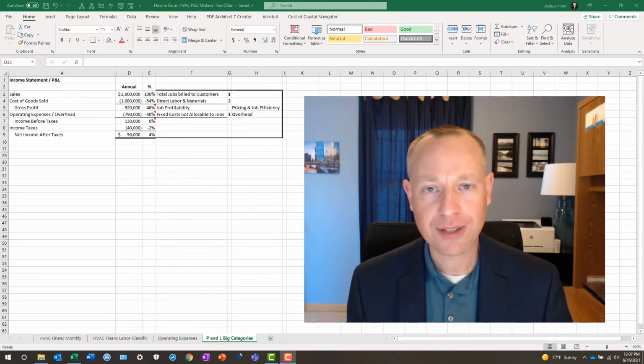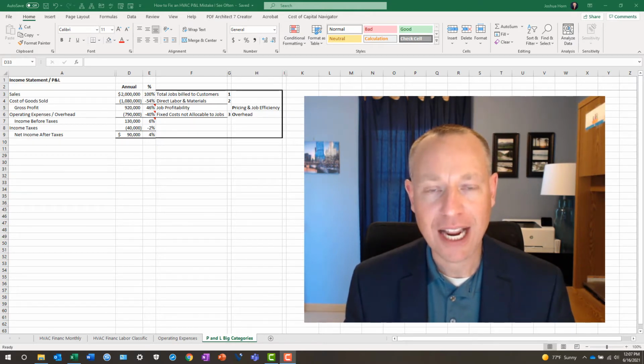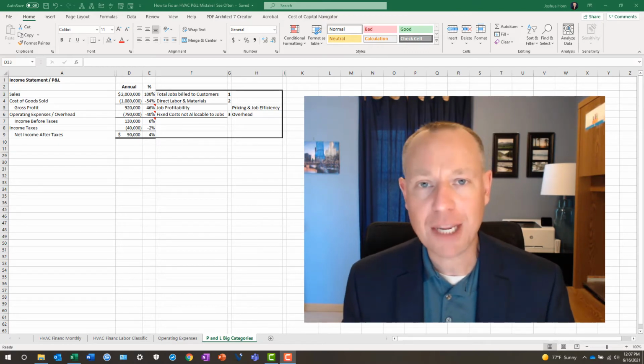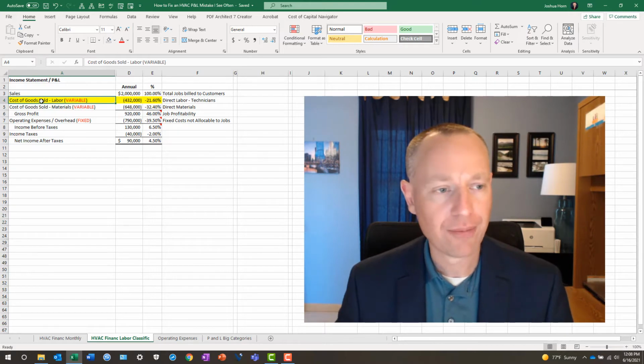What I want to focus on today are the cost of goods sold and specifically the direct labor costs and putting them in the right place on your financial statements. So let's dive deeper into this right now. If we look at this section up here, if we expand this a little further beyond what I did before, what you want to see up here are the labor costs for your technicians.